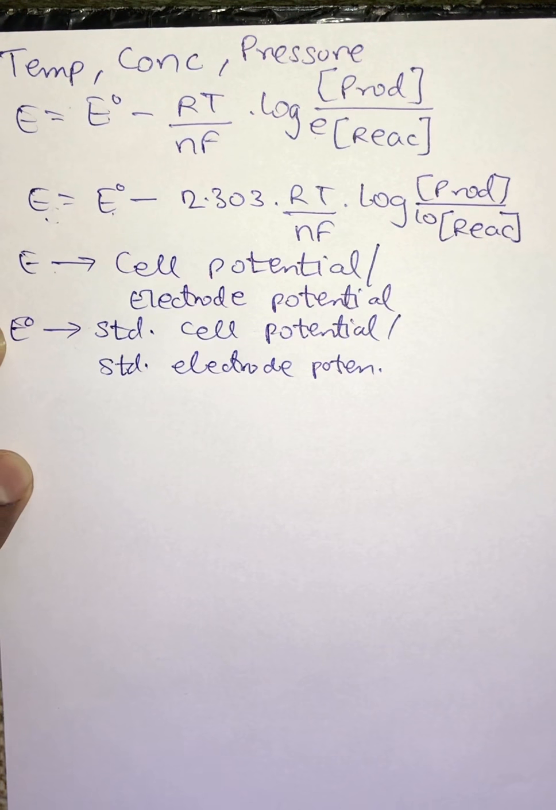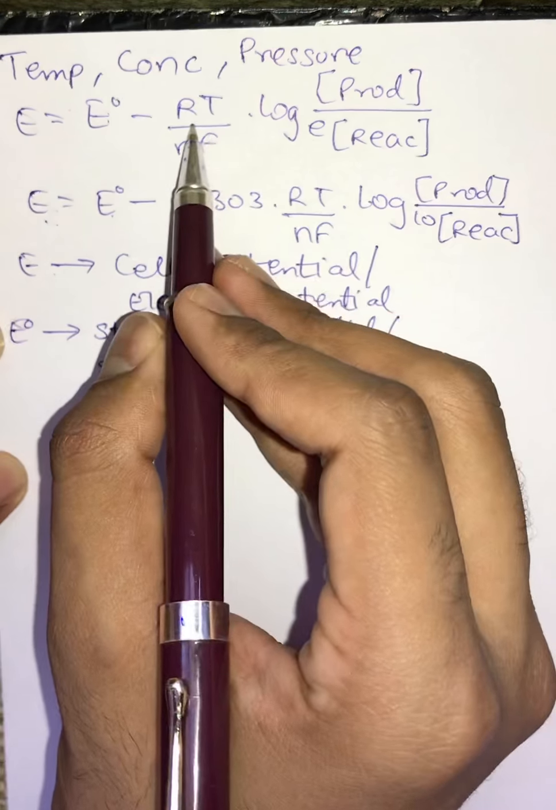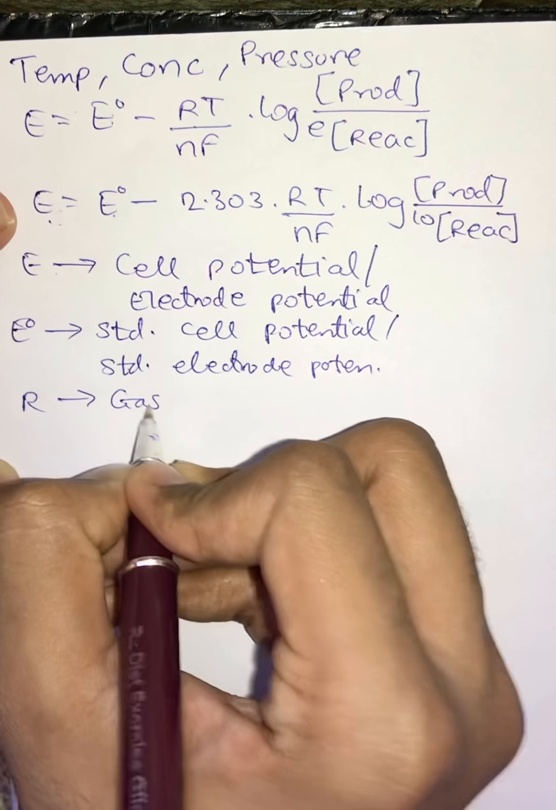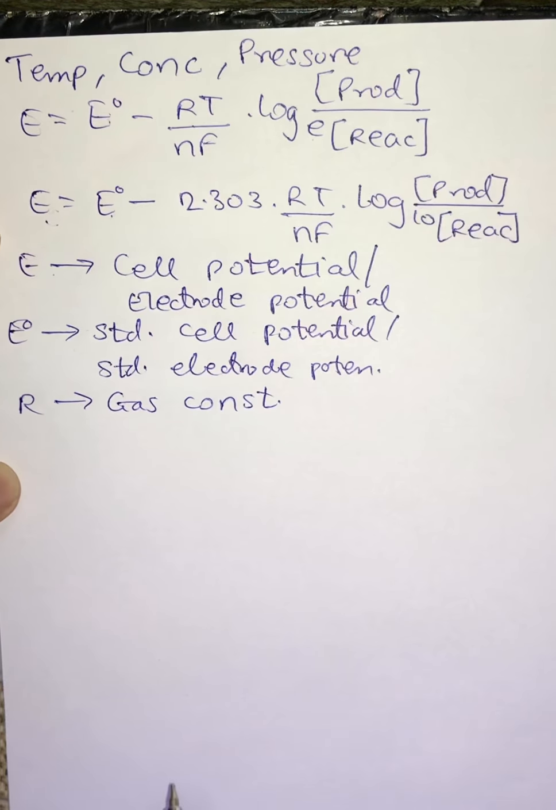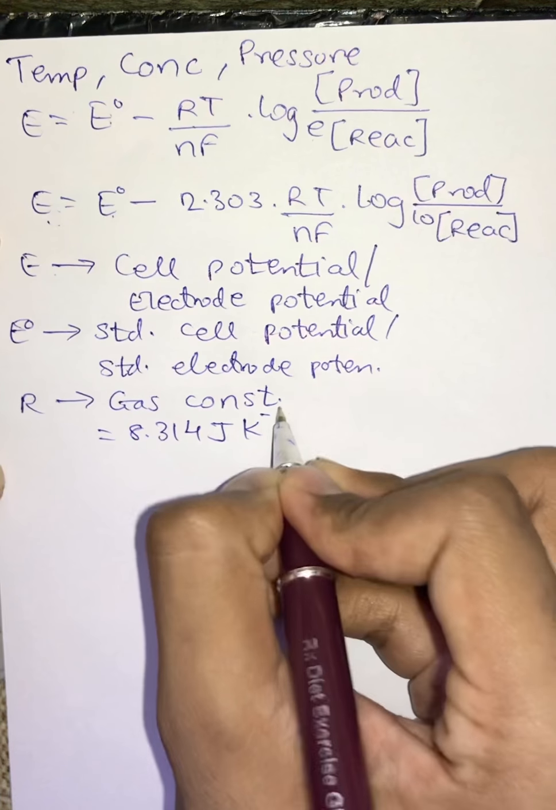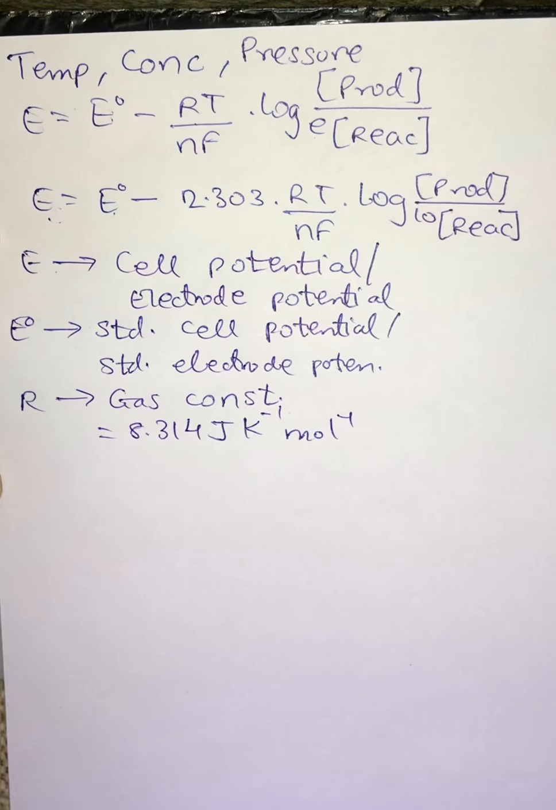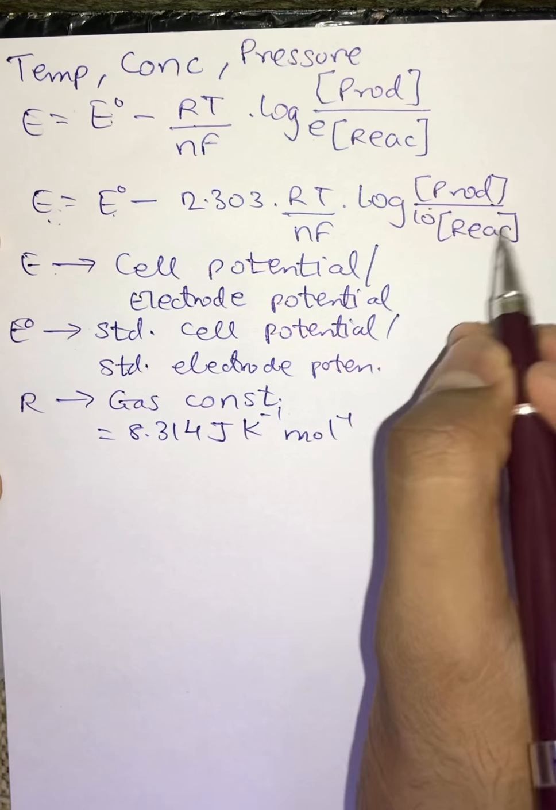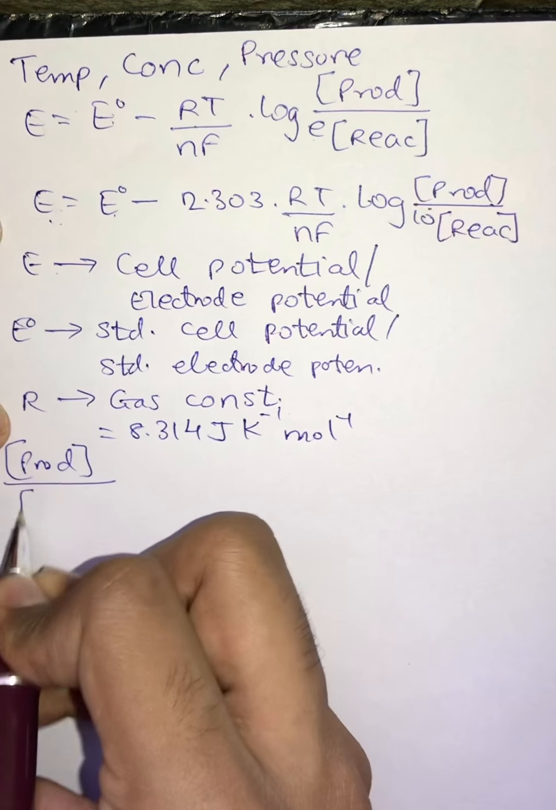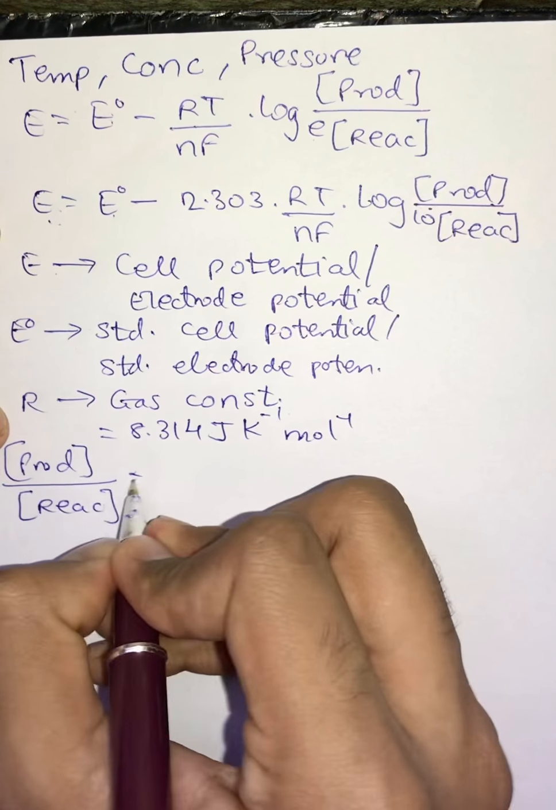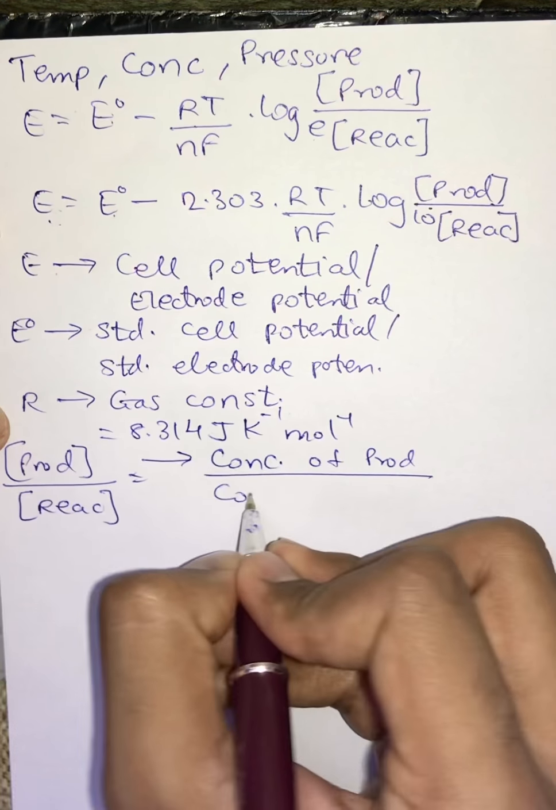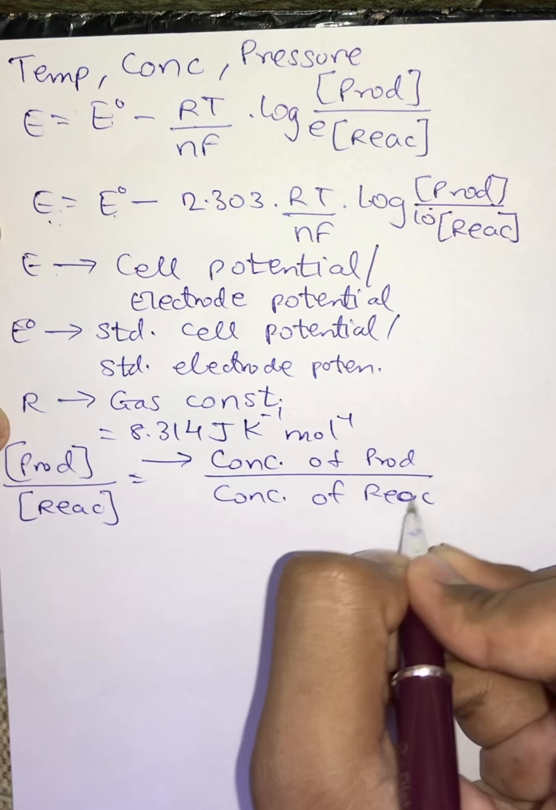Now, I forgot to mention these terms. This R is nothing but your gas constant, and the value of gas constant is equal to 8.314 joules K inverse mole inverse. And these products and reactants are nothing but the concentration of products upon concentration of reactants present in the electrolytic solution.